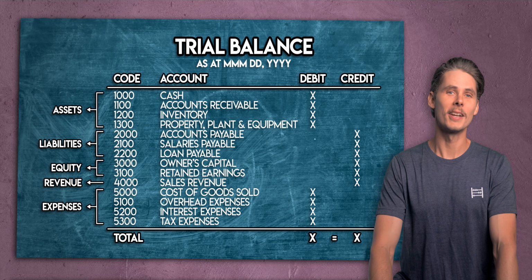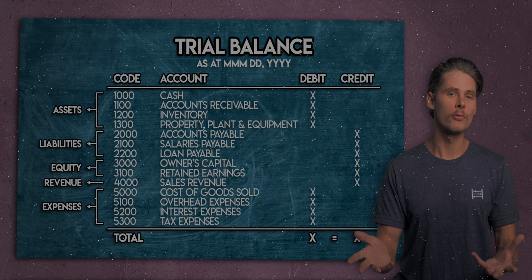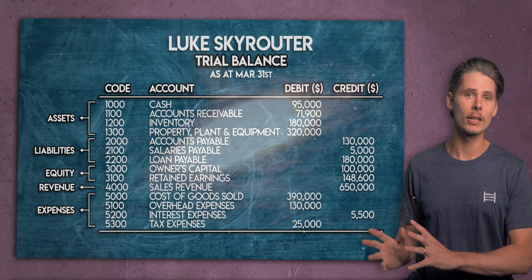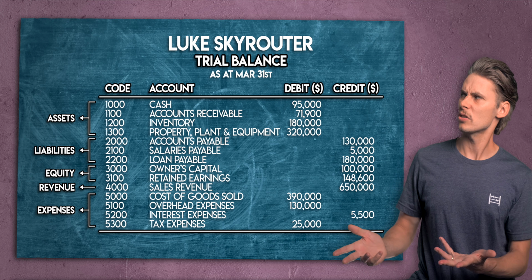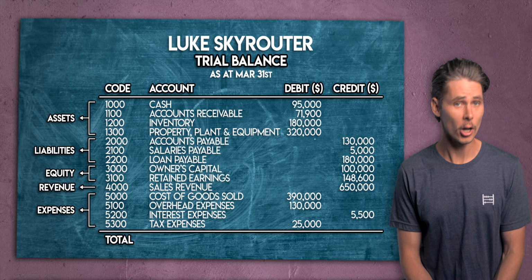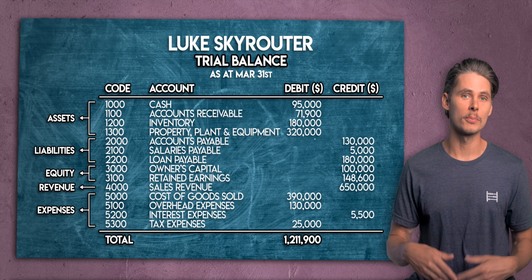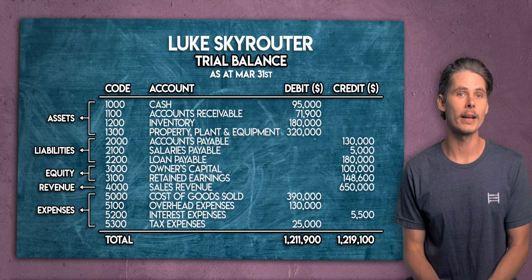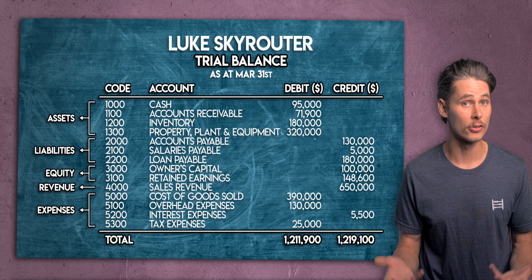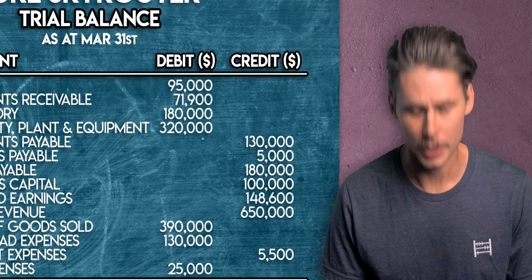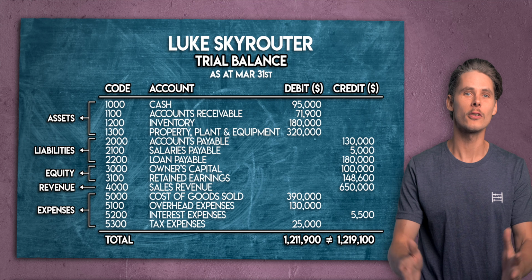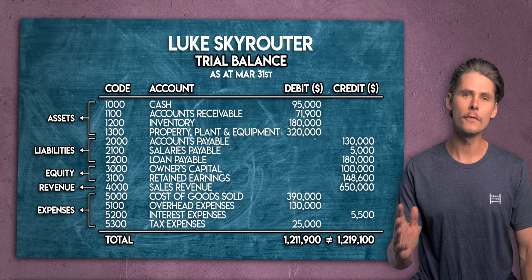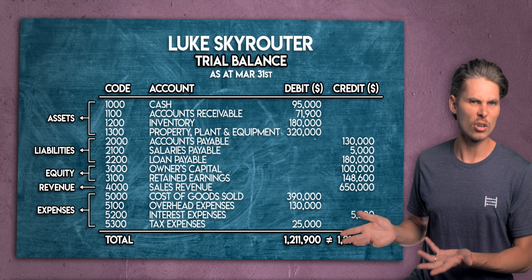Let me explain with an example. Luke Skyrouter runs a retail business selling electronic supplies across the Outer Rim. This is their trial balance on March 31st. At first glance, it looks fine, but let's check the totals. On the left, total debits add up to $1,211,900. And on the right, total credits are $1,219,100. Oh dear. That means our trial balance is out of balance by $7,200. Let's investigate. A good first step is to scan for balances that don't look right.